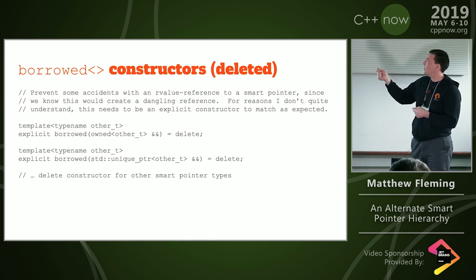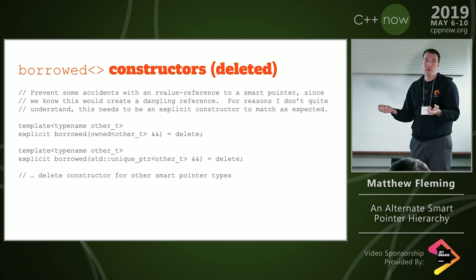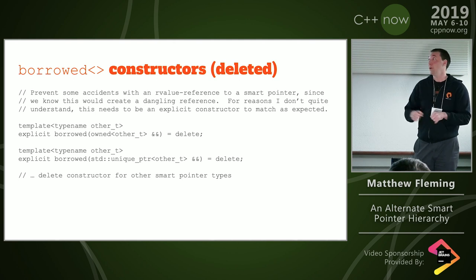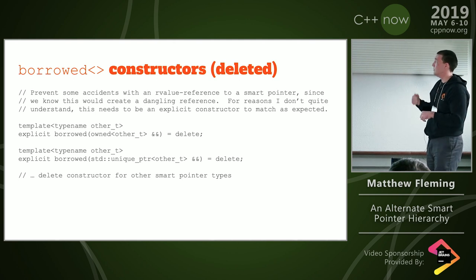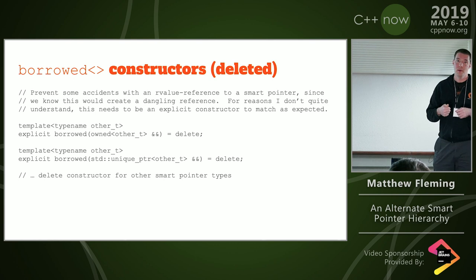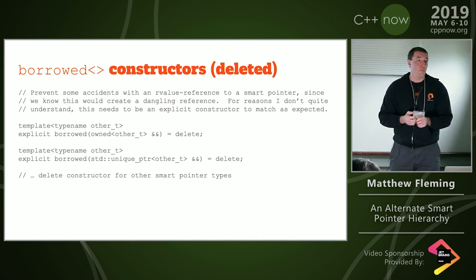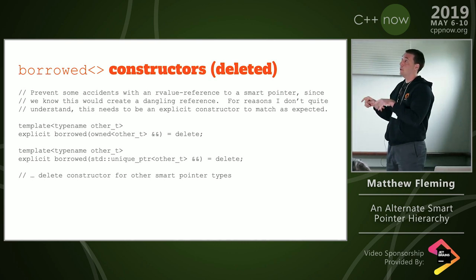I don't remember why, but I wrote that code without explicit. I just assumed I didn't need explicit, and it turns out there are contexts where you could have an R value pointer that goes into a borrowed and doesn't do what you want. So it turned out the explicit was needed. We wrote some exciting unit tests that don't work. They don't work if you uncomment the code that shouldn't work.